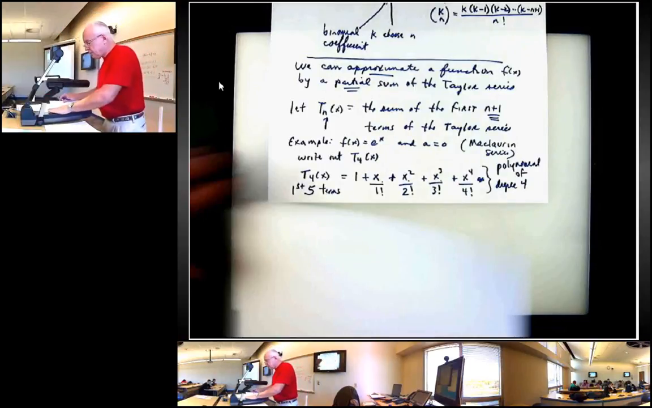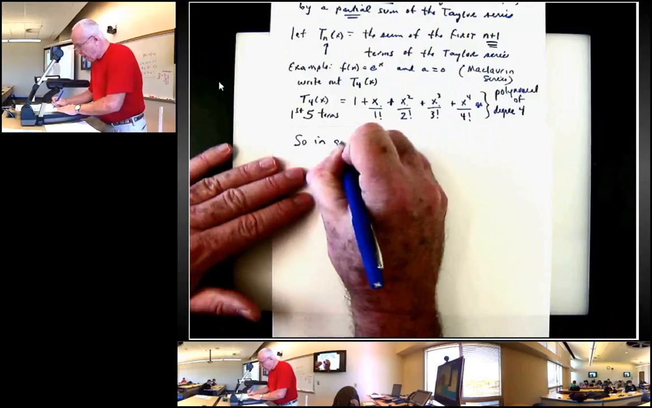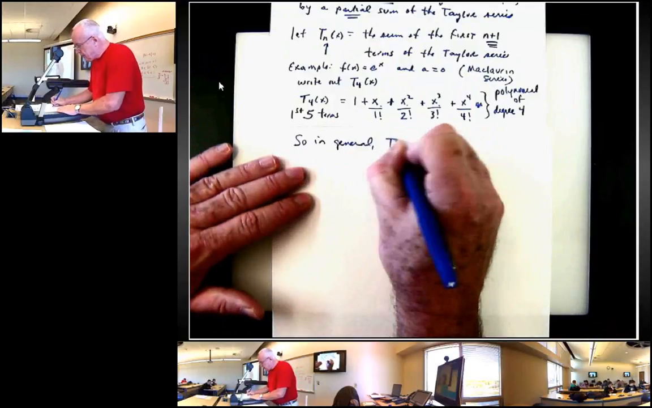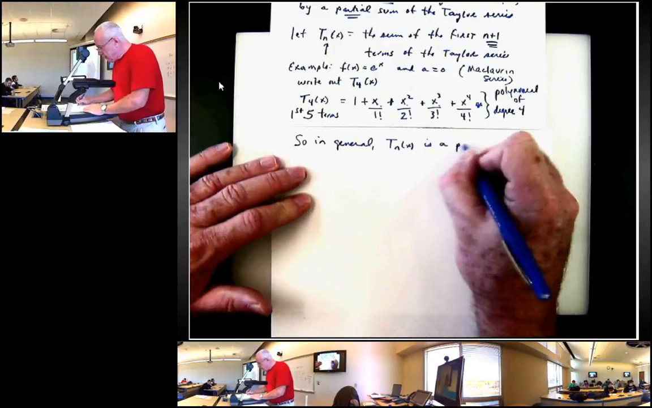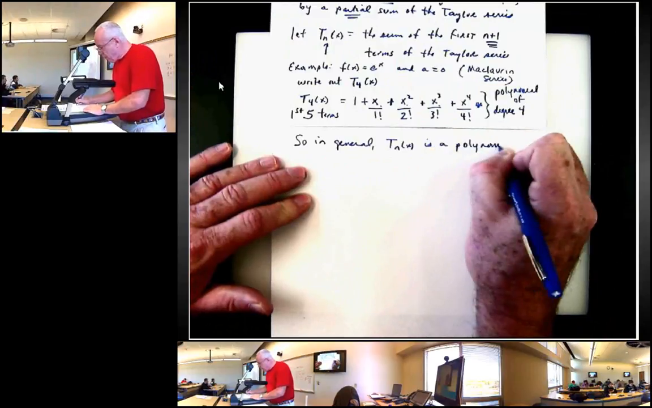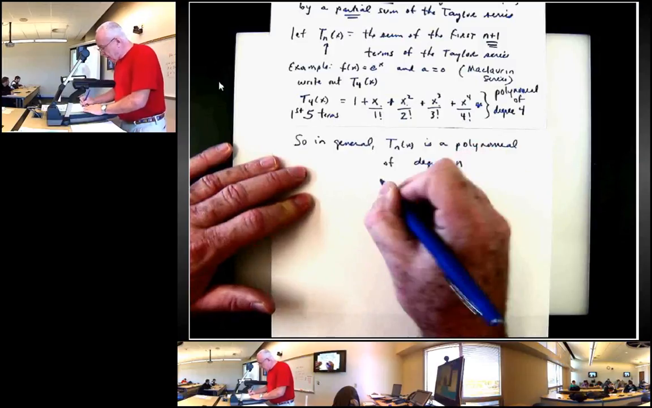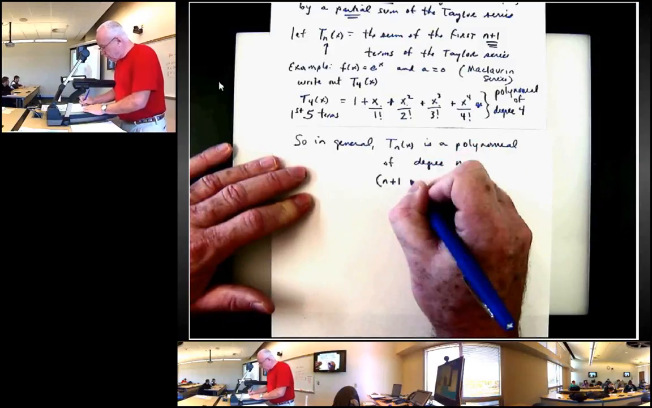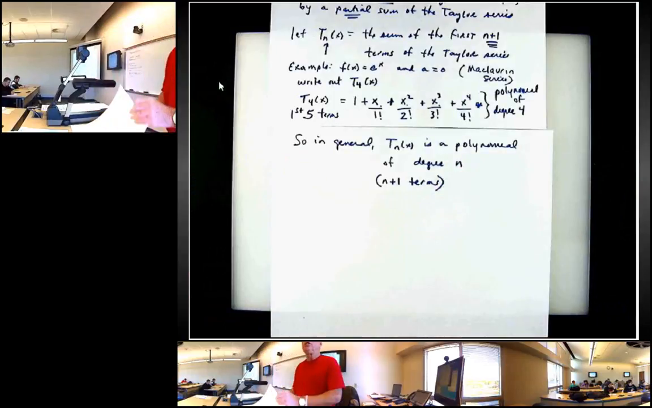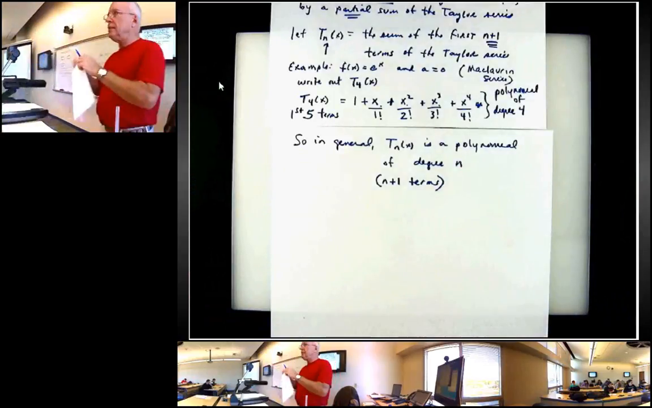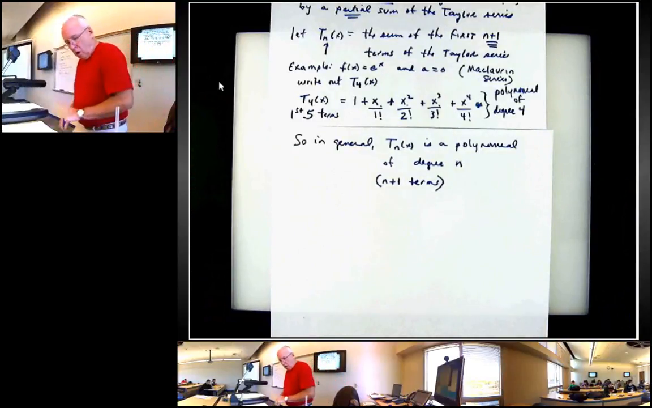So let me just put this down here. So in general, T sub n of x is a polynomial of degree n. It's a polynomial of degree n, but it'll have n plus 1 terms. Okay? Any question just about that definition of T sub n? Okay.